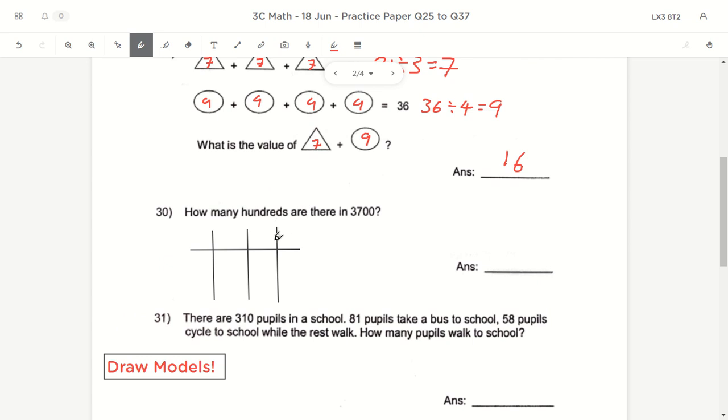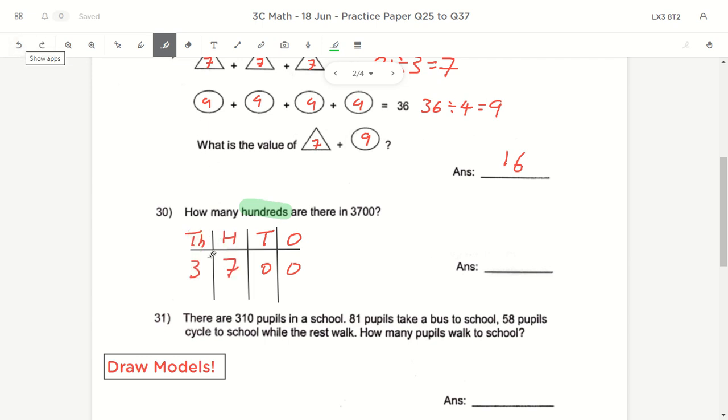Okay, once again you have hundreds. This paper is really about you being able to regroup, being able to use place value charts. So let's do this. This is ones, this is tens, this is hundreds, this is thousands. 3700. Okay, this is how you write it. They're asking you for hundreds. Please do not tell me, teacher, under hundreds is 7, so the answer is 7. No, it's not like that, because you need to consider that there are hundreds in thousands as well.